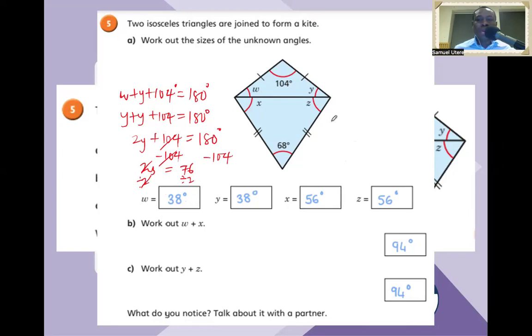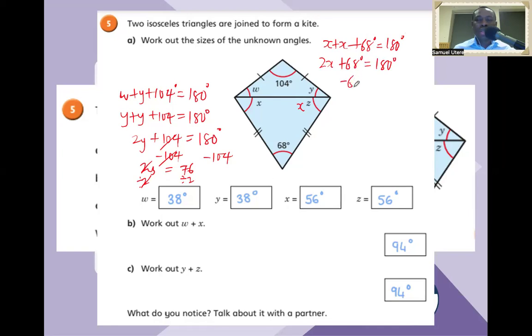If we use the same knowledge to do this one, it's isosceles. We're told that it's an isosceles triangle, so we use the same approach. So if this is Z and that's X, we can say that can be X as well, or we can choose to make it Z. It doesn't matter. So say X plus X plus 68 degrees is equal to 180 degrees. 2X plus 68 degrees is equal to 180 degrees.